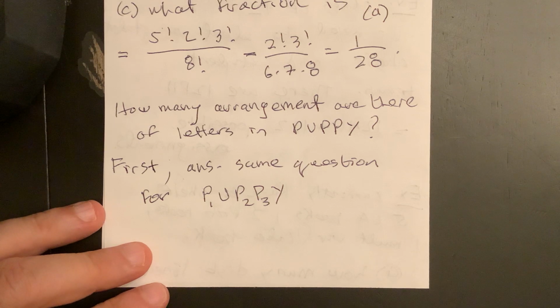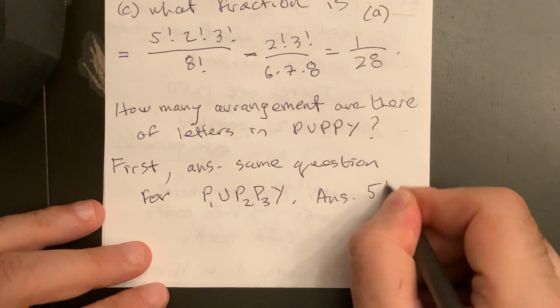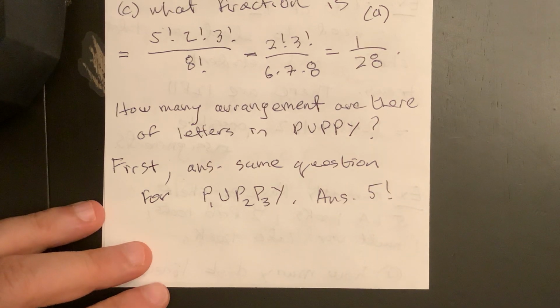This is 5 because they're all distinct. And then for each choice of the first one, there's only 4 for the next. So this is 5 factorial. So the answer is 5 factorial, 120, right?